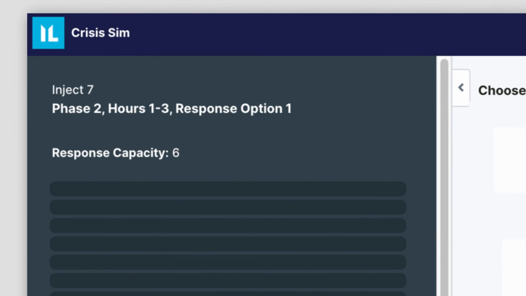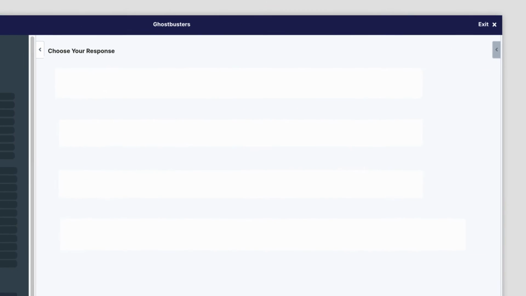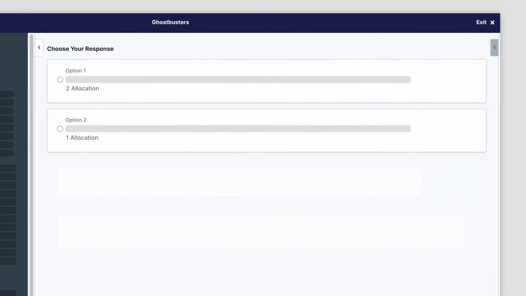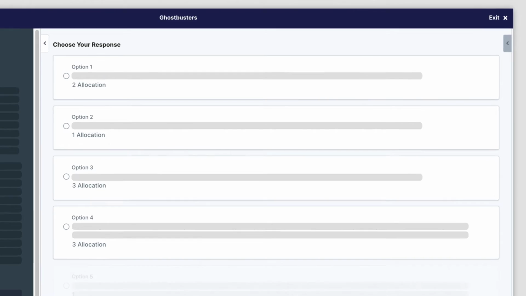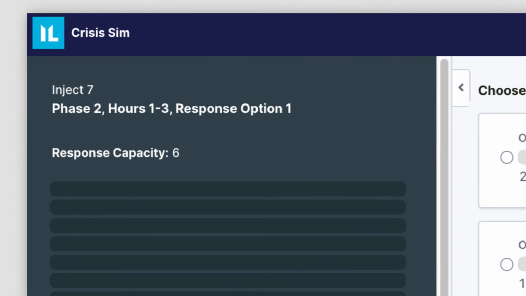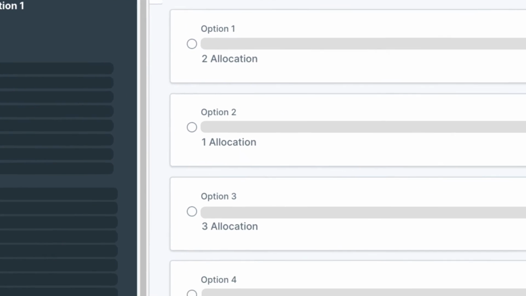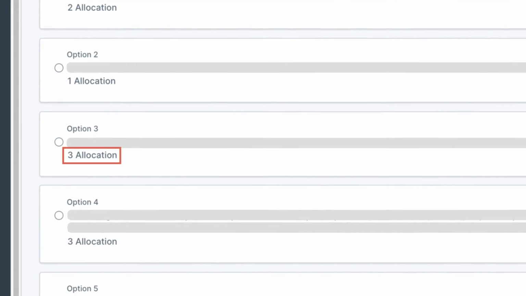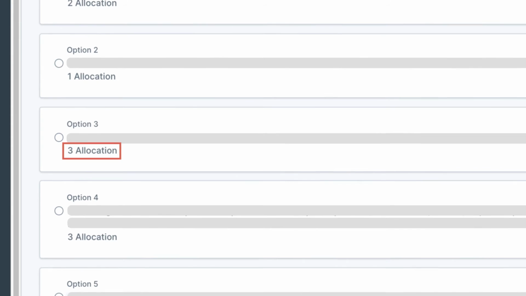Each phase has a response element and a communication element. You will be asked to prioritise your most important activities from a list of potential options. That prioritisation is complicated by the fact you start each phase with a certain amount of capacity. That capacity will reduce as you spend your allocation against each of the options that you choose.